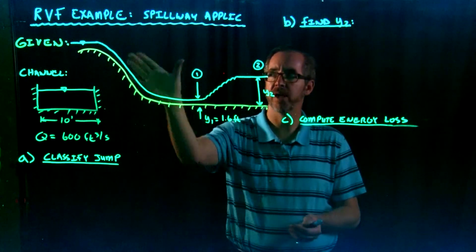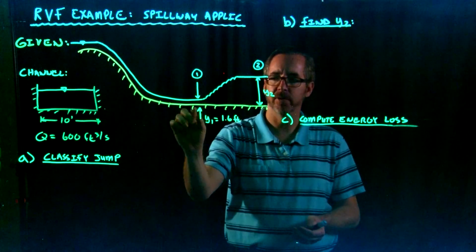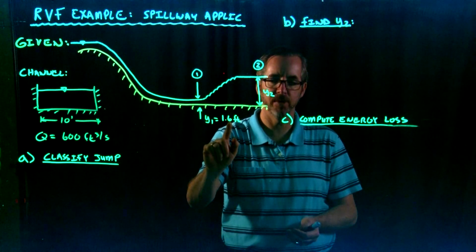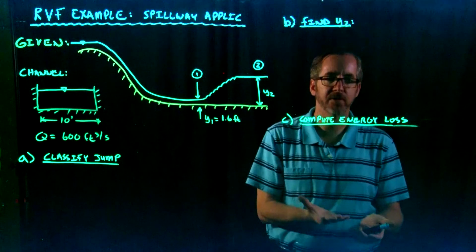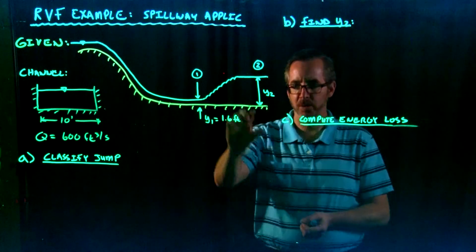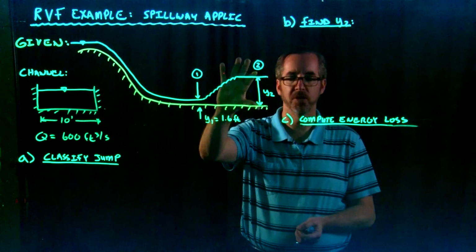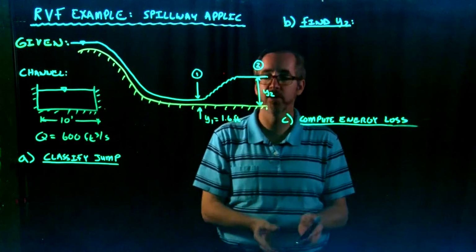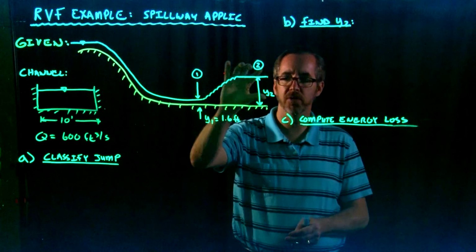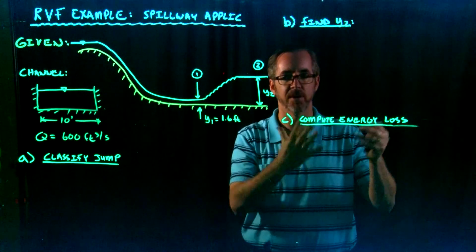a hydraulic jump, or that rapidly varied flow, and it's going to jump from an original depth of 1.6 feet to some other depth. Okay, and there's several things we're going to calculate in this example. Of course, we will be calculating the depth at which it jumps to. We're also going to classify the jump, and then we're going to compute the energy that's lost from point 1 to 2, so the energy that's actually lost as it jumps.